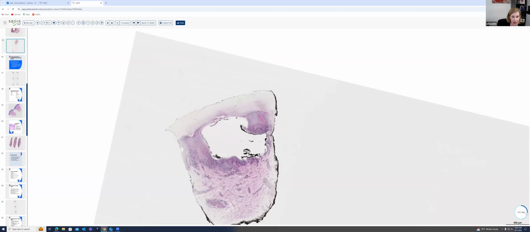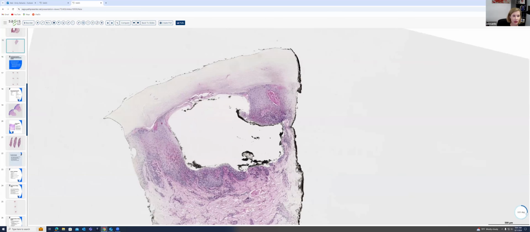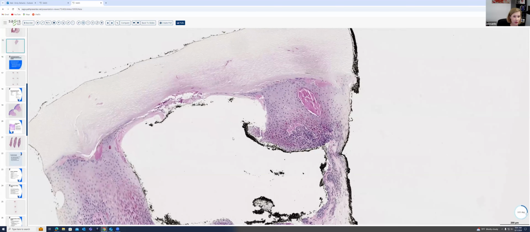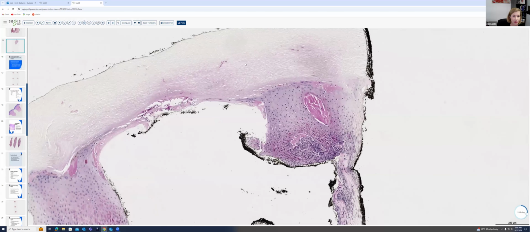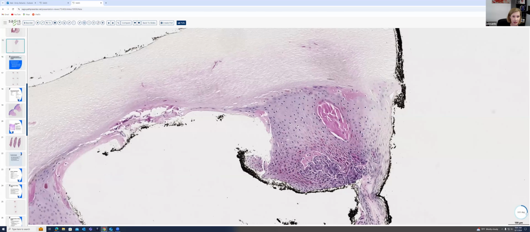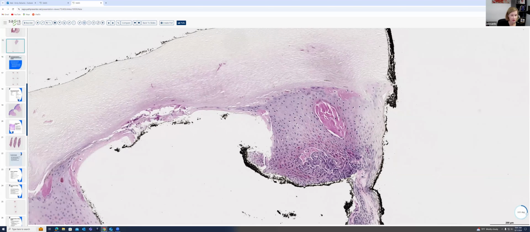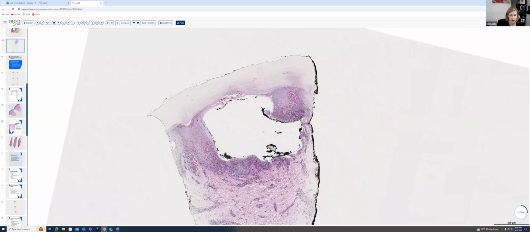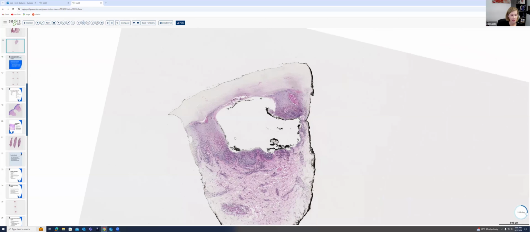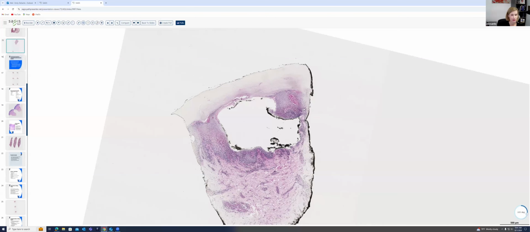And so in this case, we look at our PAS stain. We always zoom into very high power to evaluate the PAS, and we see some hyphal elements here. So this is a case of an acute spongiotic dermatitis that is a tinea infection.